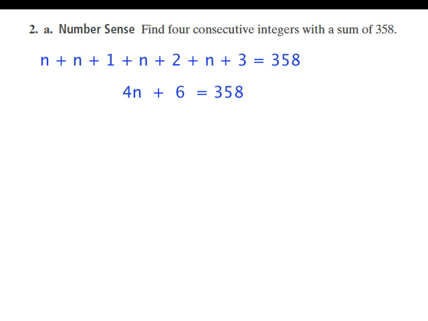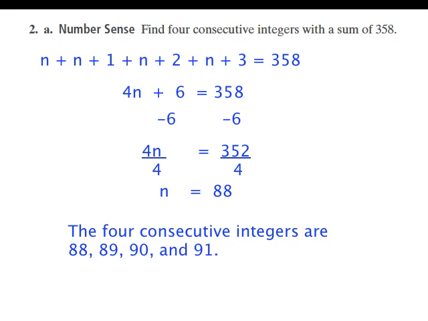Subtract 6 from both sides of the equation. So we are left with 4n on the left and 352 on the right. Then we can divide both sides by 4. 4n divided by 4 is n, and 352 divided by 4 is 88. So the 4 consecutive integers are 88, 89, 90, and 91. When you add those 4 numbers together, you get 358.